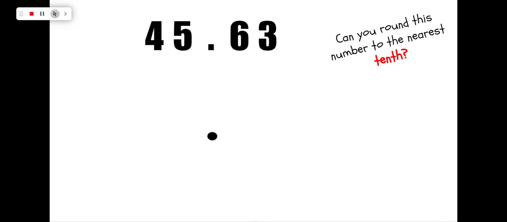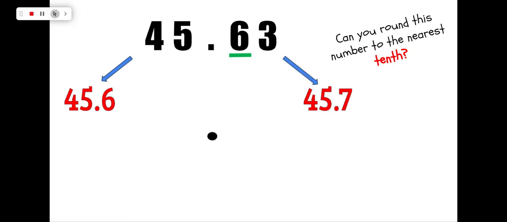Now, can we round this number to the nearest tenths place? So we're going to follow those steps. Underline the place that you're rounding to. Okay. We know that 45 and 63 hundredths is between 45 and 6 tenths and 45 and 7 tenths. So we're going to circle the number in the place to the right, and we see that it's a 3. So 4 or less, we let the 6 rest. So the 6 is going to stay a 6.